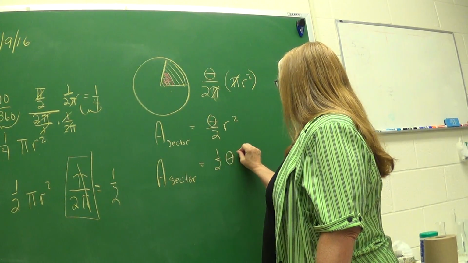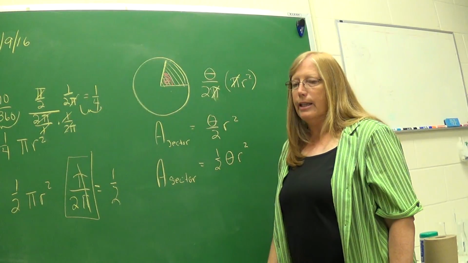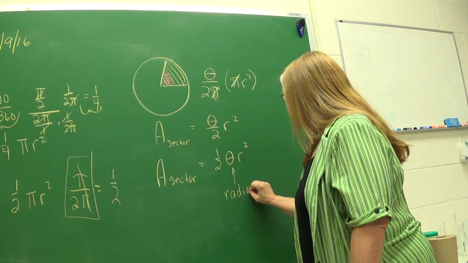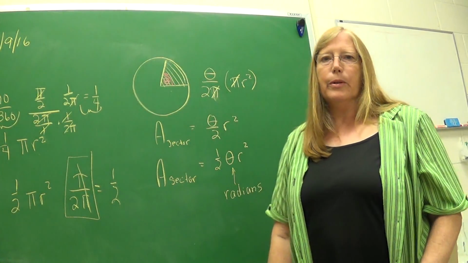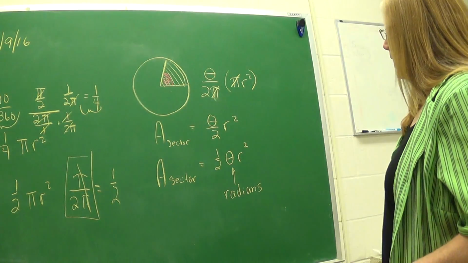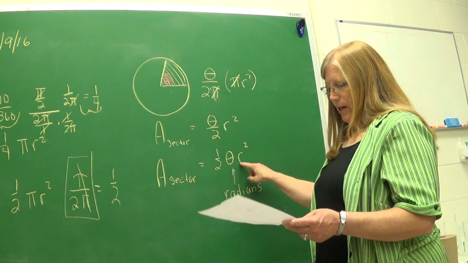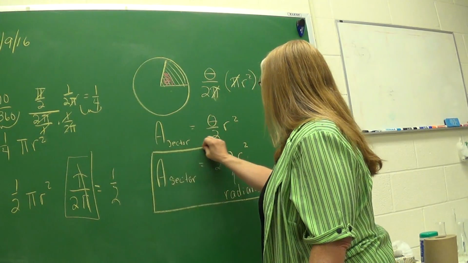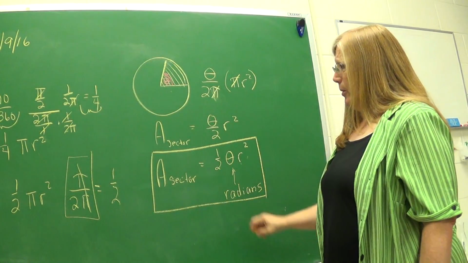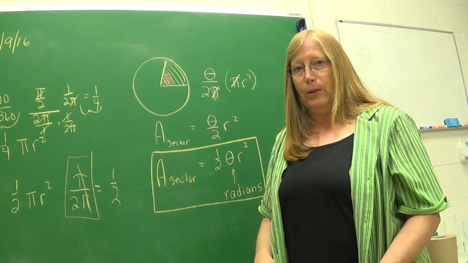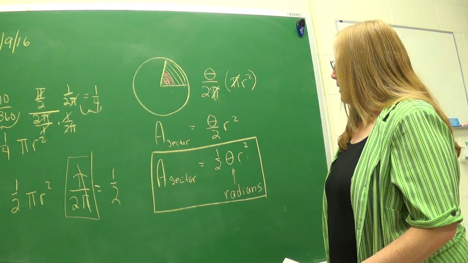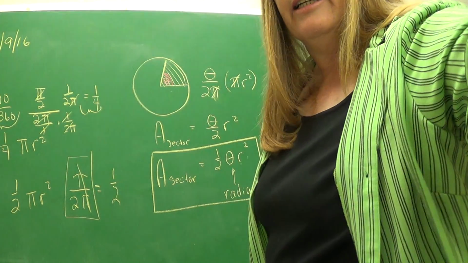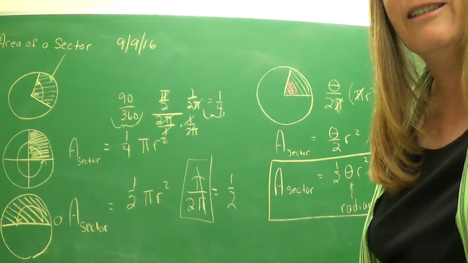1/2 theta r squared. So this is only going to work when theta is in radians, which is where we're going to live in trig class. So 1/2 theta r squared is the formula. It goes into the formula area of your comp book, as well as in the place where you're taking notes for today. All right, let's just do one and call it a lesson.